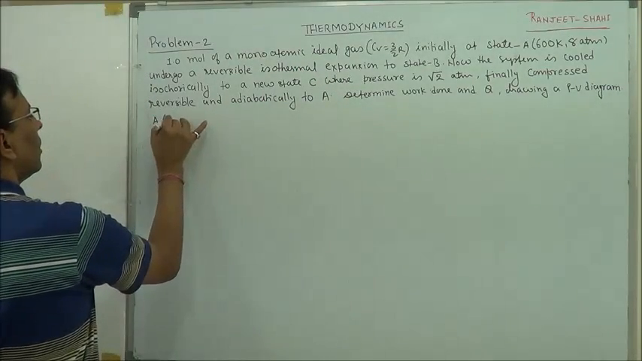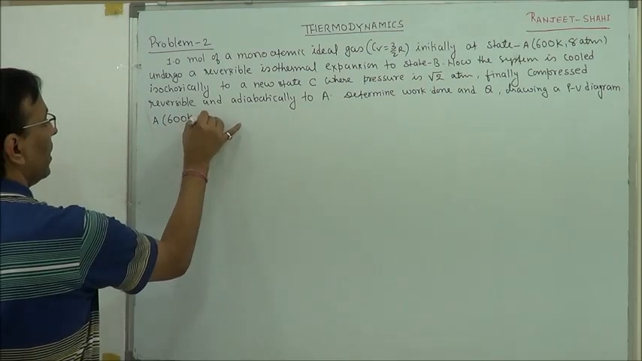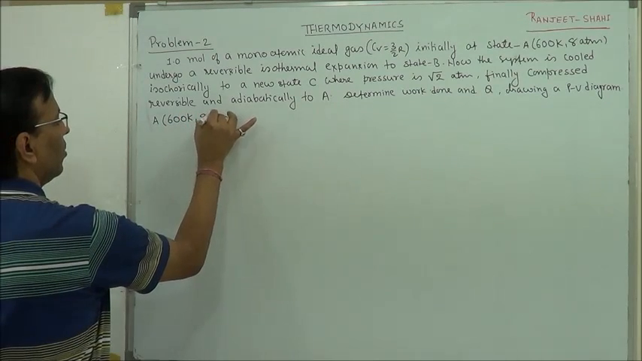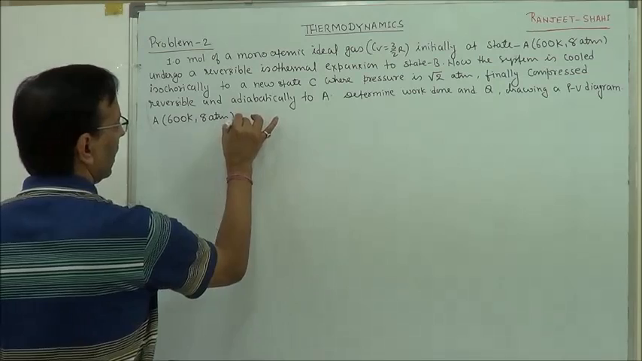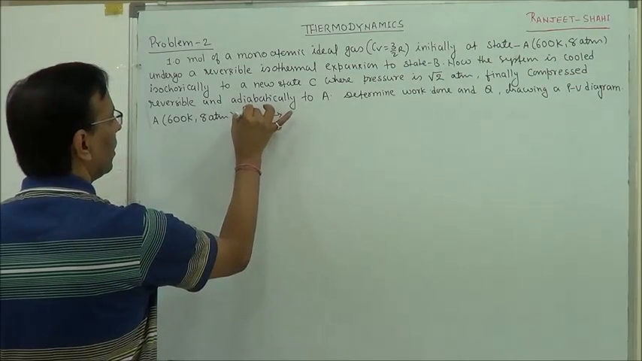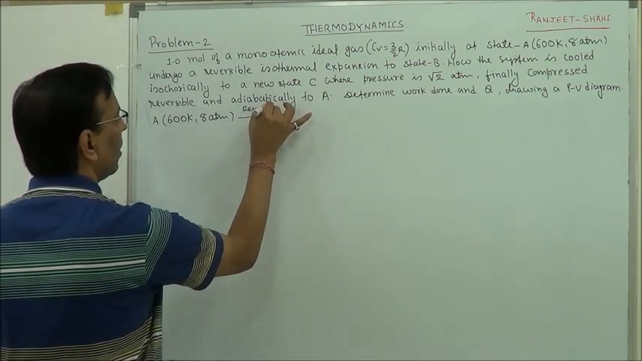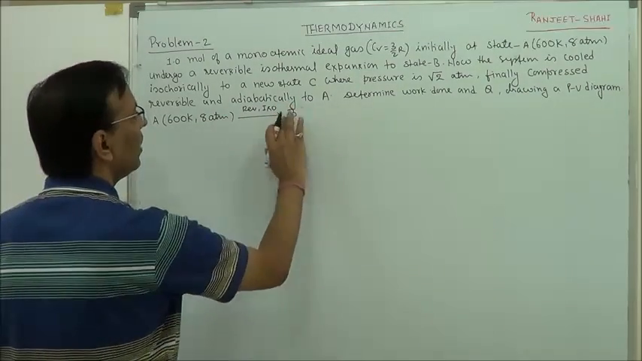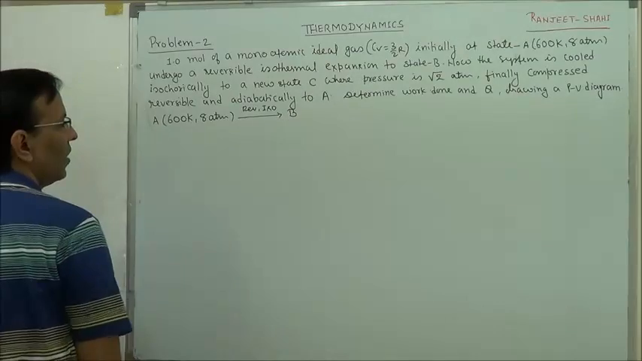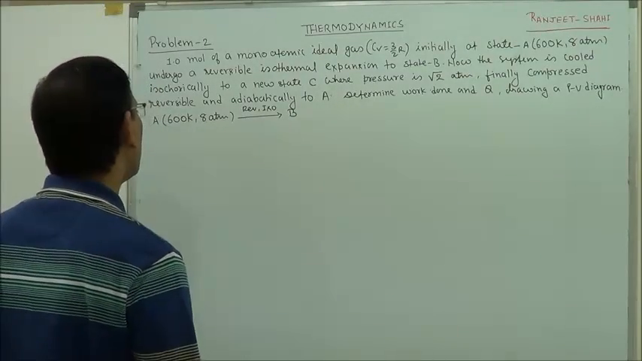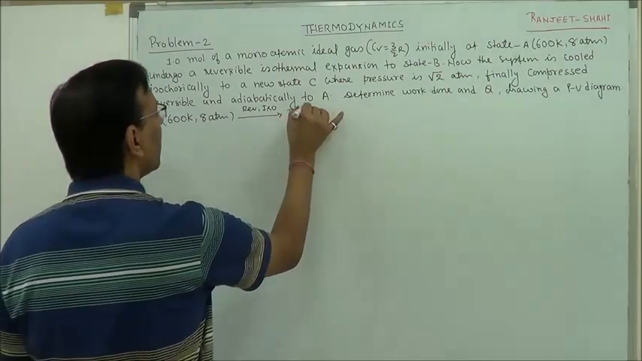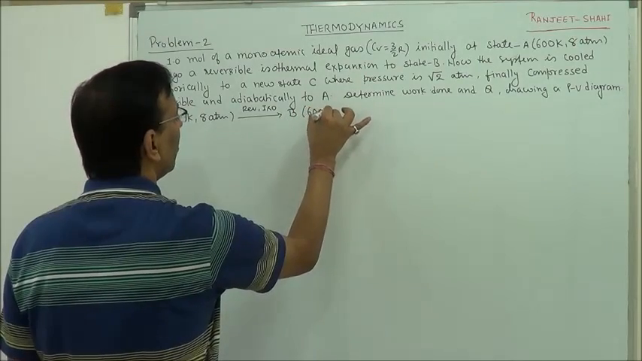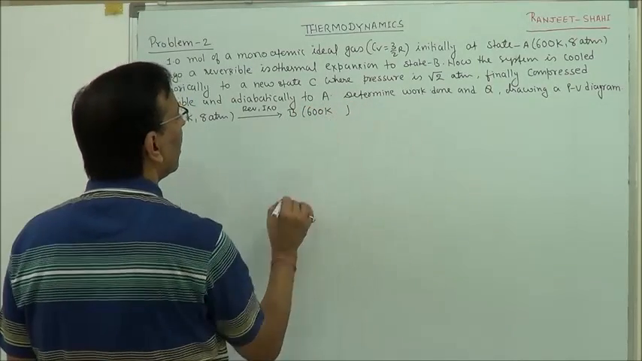A, 600 Kelvin, 8 atmosphere. Reversible isothermal to state B. No information is given for state B, but we can say that since it is isothermal, the temperature here is also 600 Kelvin.